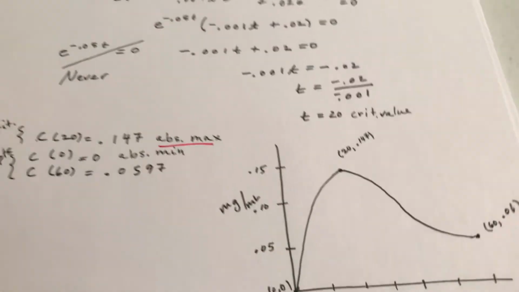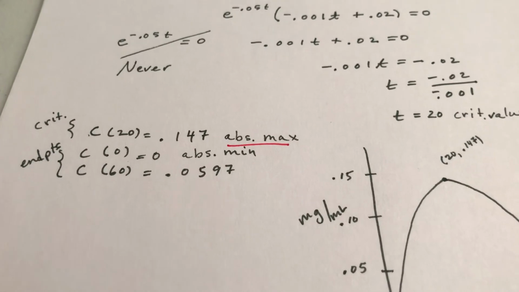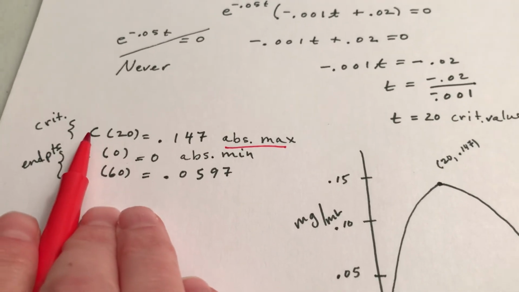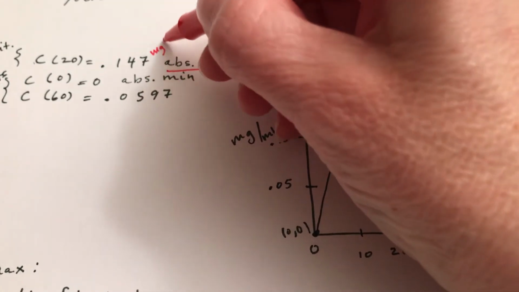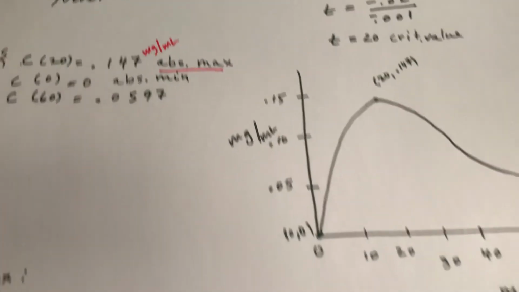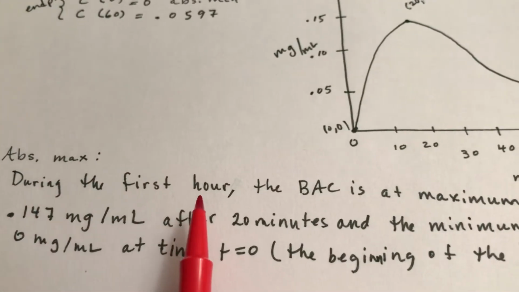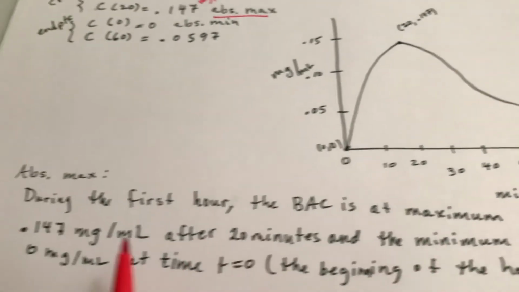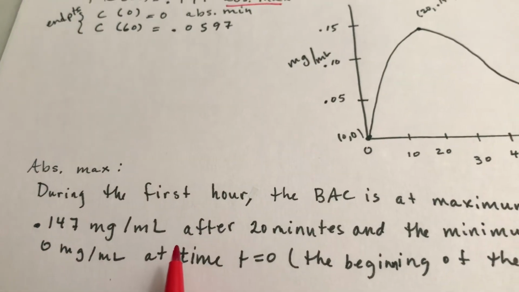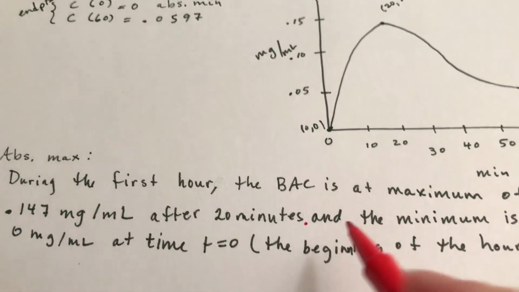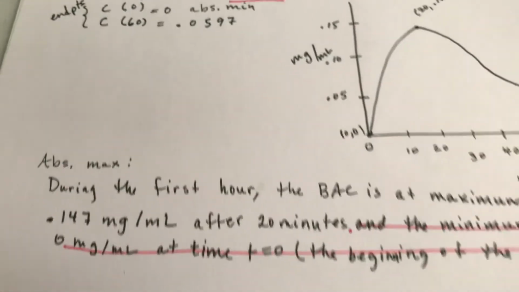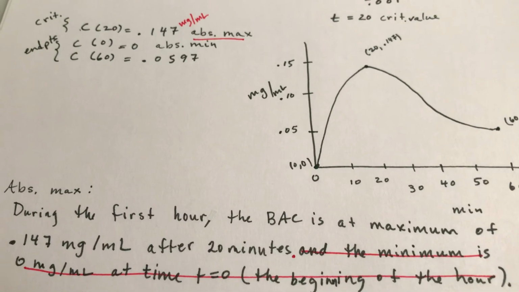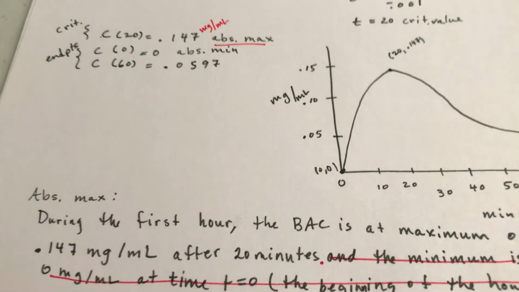And we're supposed to explain the absolute maximum. So let's think about the unit on this. This is just the concentration, so that is going to be measured in milligrams per milliliter. And I wrote, during the first hour, the BAC is at a maximum of 0.147 milligrams per milliliter after 20 minutes. And I think that is really all it was asking for. I put the minimum, but I'm sure we know the minimum is right when that person takes the drink. So all that was asked was the absolute max.